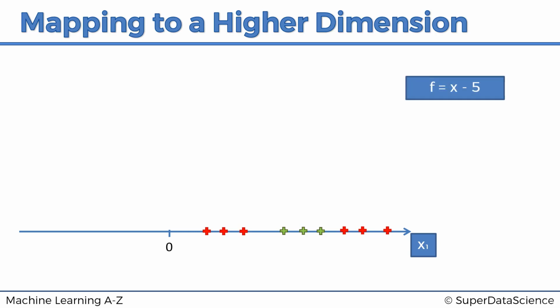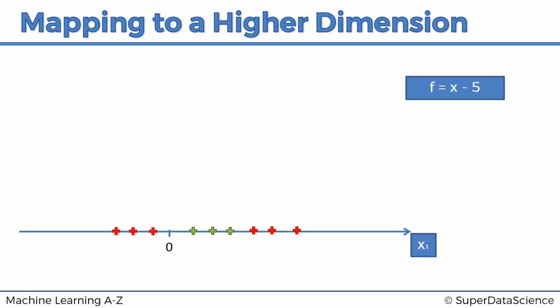The first step will be to go f equals x minus 5, so to subtract 5 from our data set, and what is that going to do? That is going to move everything to the left. So basically now this is what the result looks like. If you take x and subtract 5, these ones will go into negative, these ones will stay in positive.